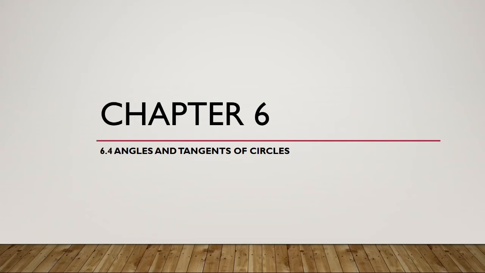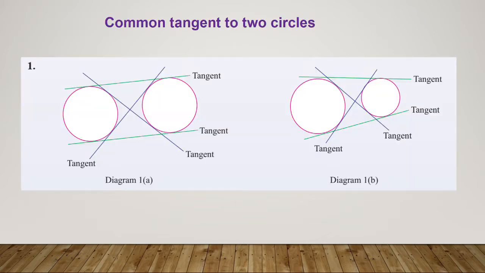Welcome back. Today we are going to look at subtopic 6.4, which is angles and tangents of circles. But before that, we will look into the second half of what we have learned last week, which is about tangents to circles. Today we are going to look at common tangents to two circles. Most of the tangents that we have right here involve two circles only.